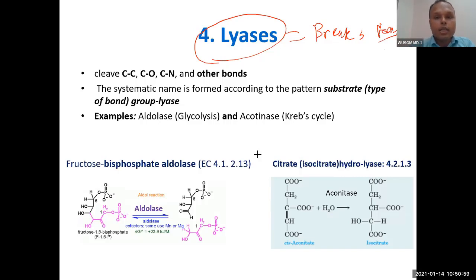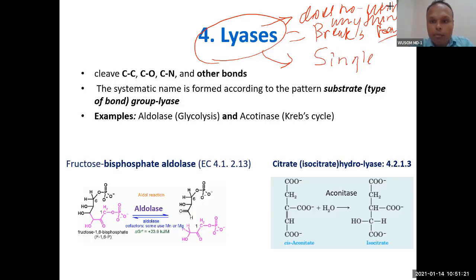Lyases does not utilize anything to break a bond. So you can see this lyase breaks, and it always breaks a single bond. Okay, so it will cleave carbon-carbon bond. It can cleave carbon-hydrogen, carbon-nitrogen bond, and it will cleave this bond without utilizing anything. That is why this is called lyase. You can see aldolase. These are examples of lyase.